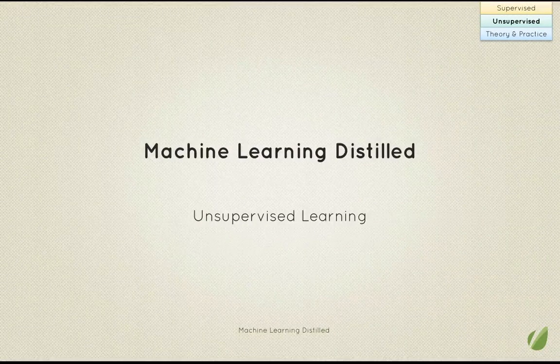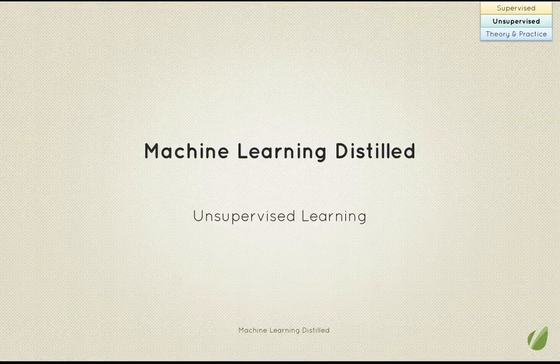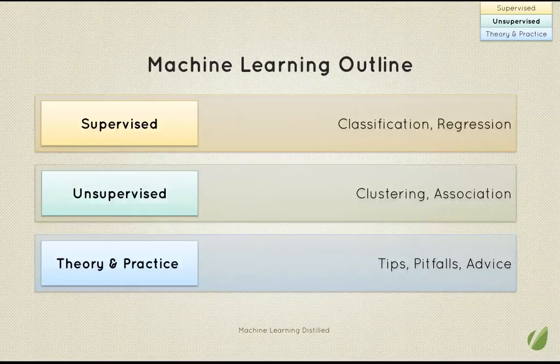In this lesson, we're going to start looking at the second main type of machine learning, unsupervised learning. You recall that in this course, we've started by looking at supervised learning, classification and regression. Now we begin the unsupervised portion. We'll talk about clustering and association analysis. Lastly, we'll hit on the theory and practice.